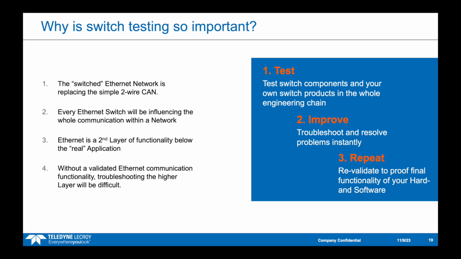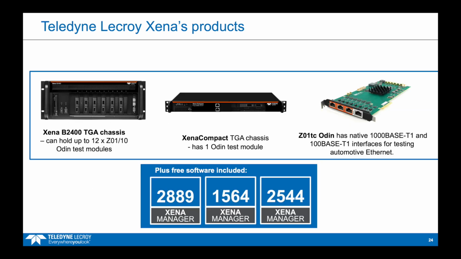With Teledyne LeCroy Xena, our tagline has been test, improve, repeat, which means you should test all components in the whole engineering chain so you can troubleshoot and resolve problems immediately. Then you can go and perform a repeat revalidation to prove the final functionality of your hardware and software.